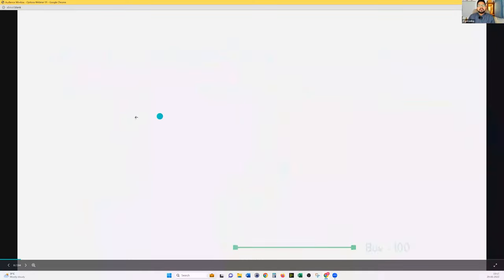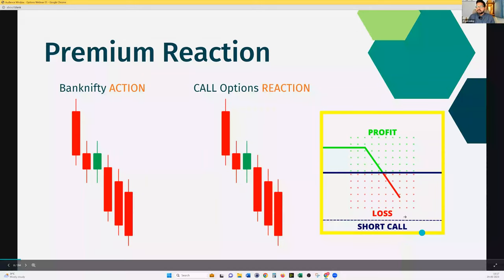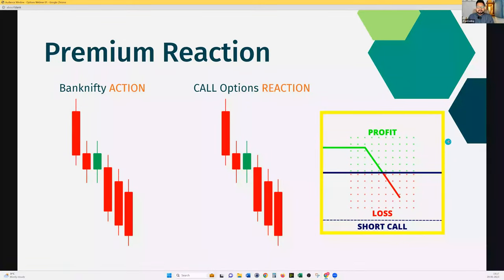Whenever the Bank Nifty is coming down, what will happen to the call option? The call option premium will come down. As the market goes up, the call option premium increases; as the market comes down, the call option premium decreases. In this case, if you have a bearish view, what strategy can you deploy? It's a short call, where you will be selling a call option.